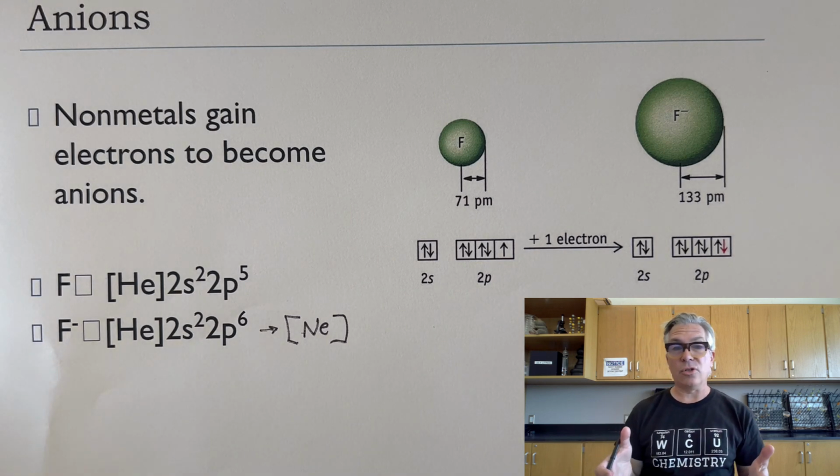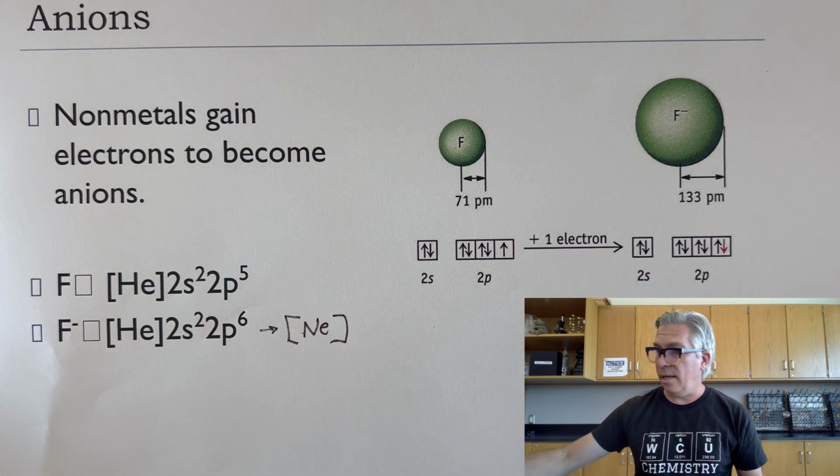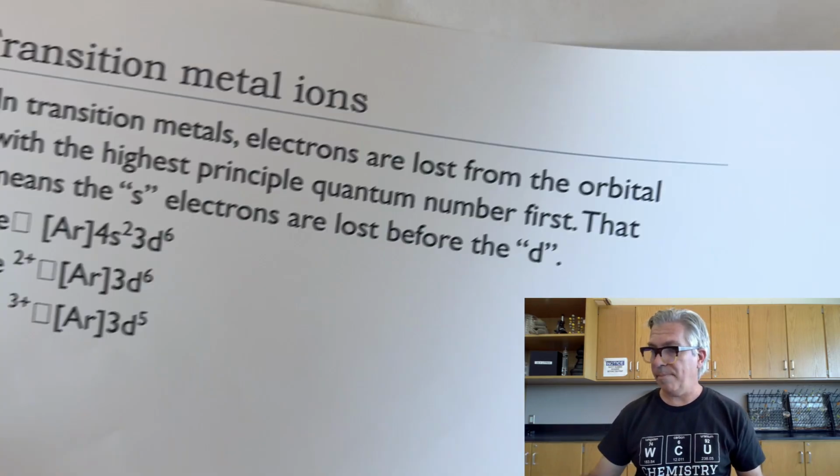Right? It now has 10 electrons. And what other element has 10? Neon. And so we'll see that in one of the questions. Finally, another little detail thing.